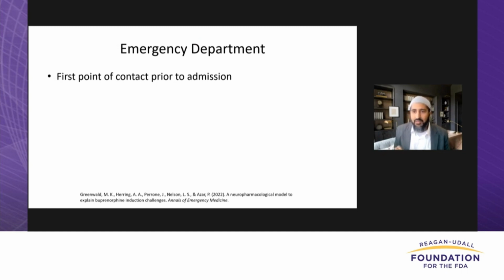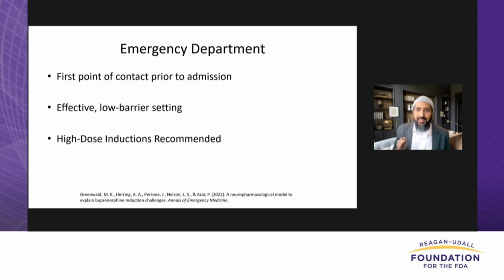Higher dose inductions are used here for many reasons, including the increased potency of illicit opioids, commonly encountered delays in access to follow-up care, and other reasons as well. It's important to recognize the ED is a low barrier setting to get people on buprenorphine easy and fast. If I want to go to the clinic to get buprenorphine, you have to schedule appointments, wait for them, and so on and so forth. But the ED is a low barrier setting to get buprenorphine easy and fast.